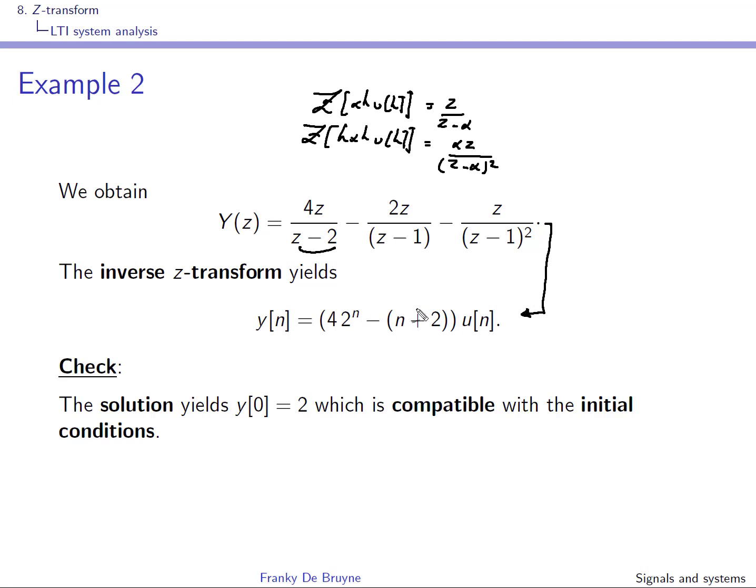And of course we are not done when we have this solution. We have to check that this solution meets the initial condition, and if we plug in n equal to 0 over here, we can see that this is indeed the case. So we'll have 4 minus 2, so it's indeed a 2. So this is compatible with the initial conditions.